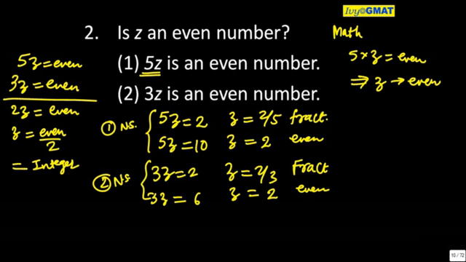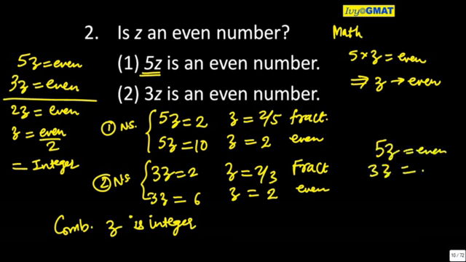Now imagine by a combination of these two, I have got Z is integer. If Z is an integer, which integer will it be? Even or odd? Think about it. Which integer can it be? Even or odd? Because I have to satisfy 5 into something is even and 3 into something is even. This has to be satisfied. So if Z is an integer, which integer? Even or odd?